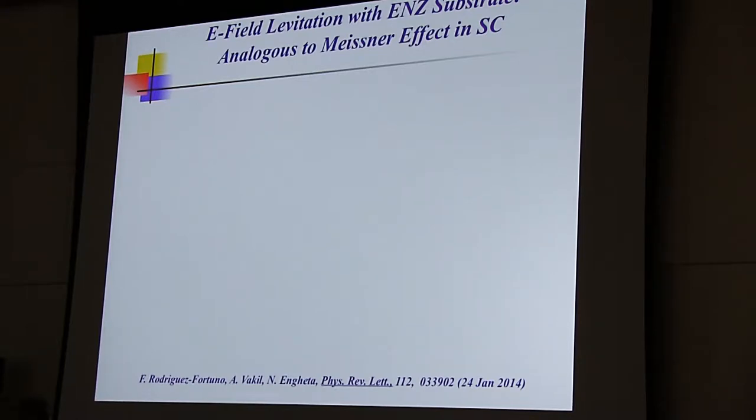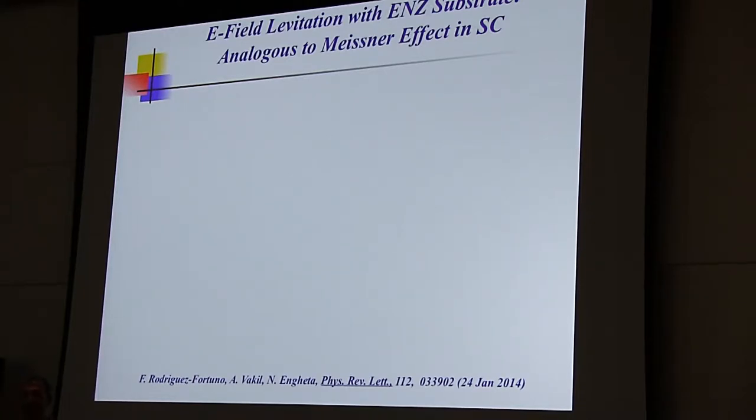Now, one of the things that caught my attention as we were working with this ENZ structure is that there's another analogous effect, by the way, in superconductivity. In superconductivity, effectively mu is equal to zero, but that's better called extreme diamagnetism. Because of that, the magnetic field B cannot enter the structure. That's one of the reasons that the magnet can actually levitate there.